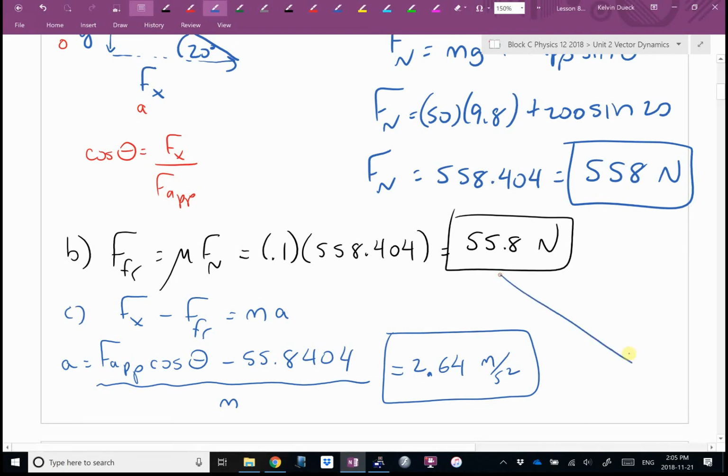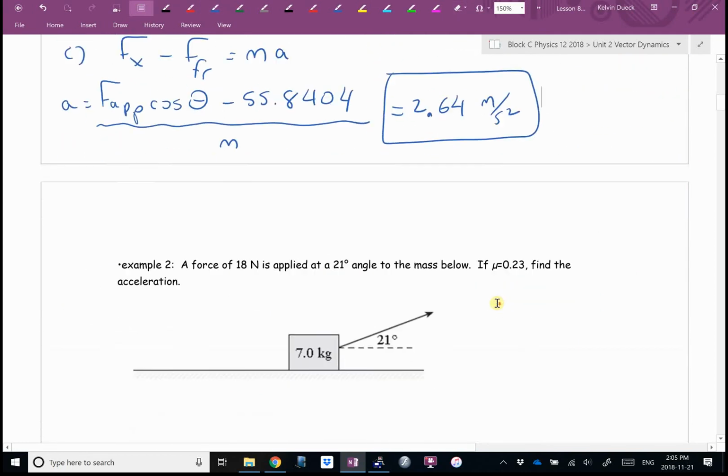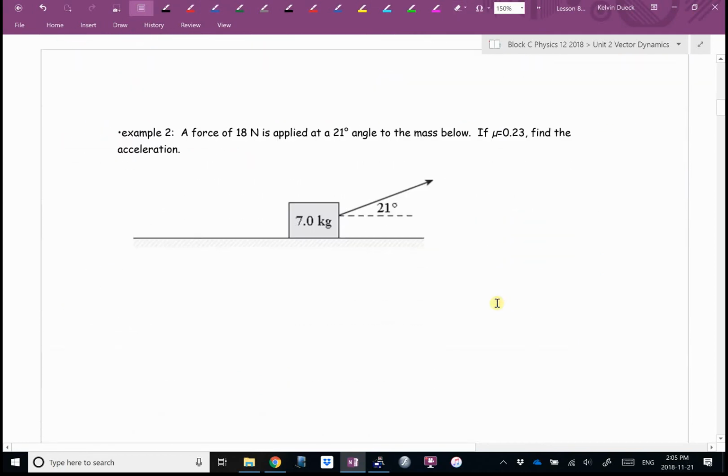We'll either be pushing down at an angle, pulling up at an angle, or something like that. Let's do one more. Oh, here's one where we're pulling up at an angle. Okay. Wants me to find the acceleration. How am I going to start this one?